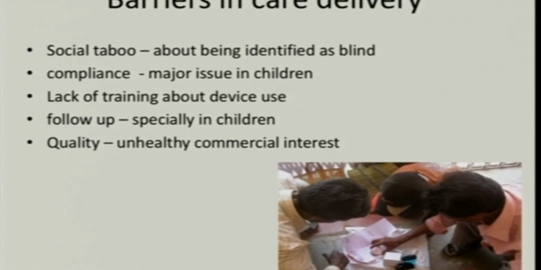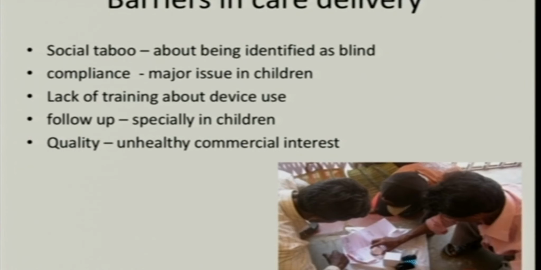Another taboo is a social taboo, because if you see one child is using a telescope, then the child is identified as a person with some disability. That might not be liked by the family. And compliance is a major issue among the children. The other thing is, the low vision device is not like spectacle. We prescribe spectacle to someone and forget about it. Low vision device is something else.